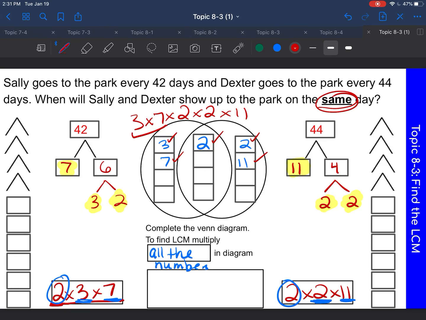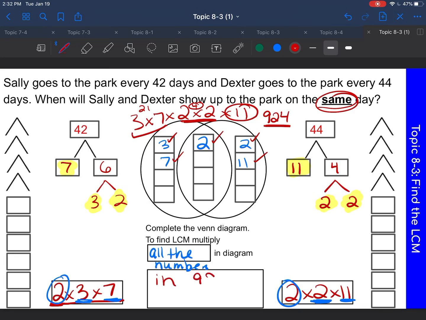So I know 3 times 7 is 21, okay? 2 times 2 is 4. 4 times 11 is 44, and then we're just going to multiply 44 times 21, 924. Whew. Let me just double check my math real quick. Okay, so when we multiply all of those numbers in the Venn diagram, that is what we get. So when will Sally and Dexter show up to the park on the same day?